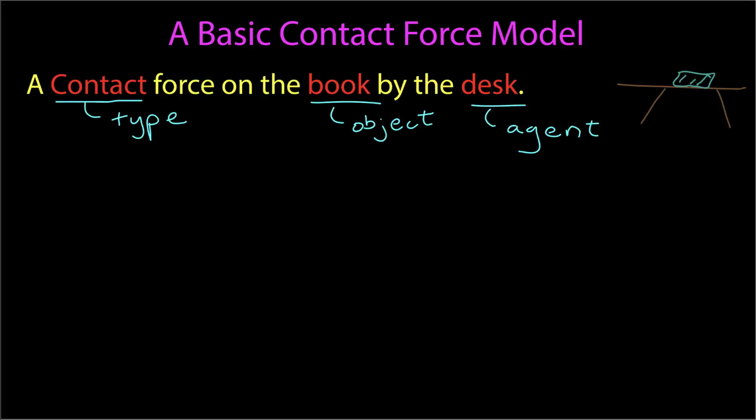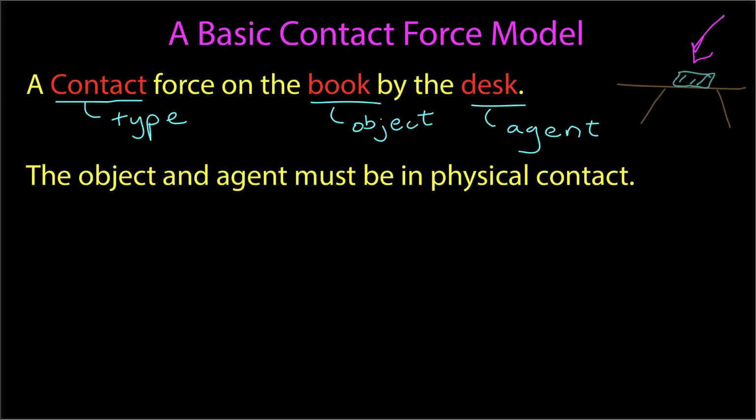In this video, we'll develop a basic model for the contact force. Here I have a book that's sitting on a desk, and so I might say there is a contact force on the book by the desk. The contact is the type of force, the book is the object, and the desk is the agent. For a contact force, the object and the agent must be in physical contact with each other.